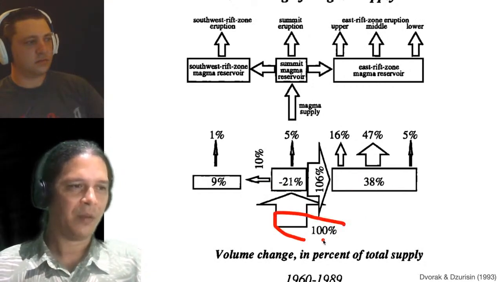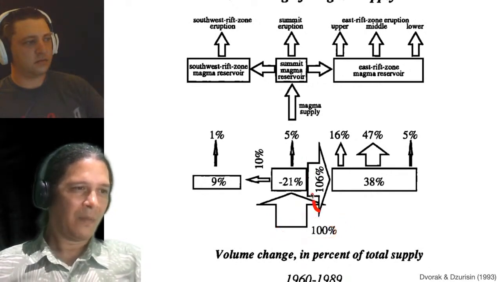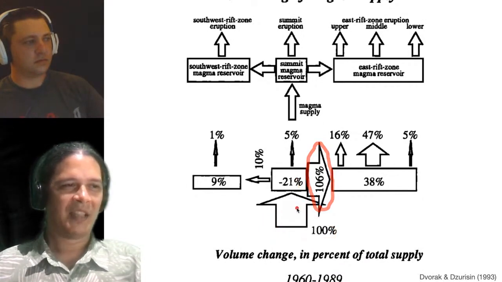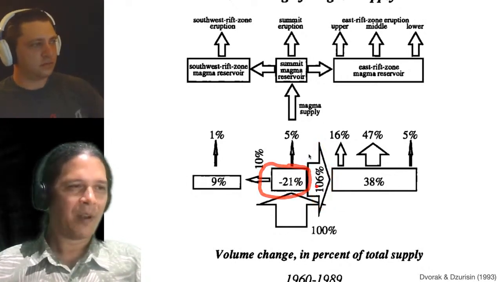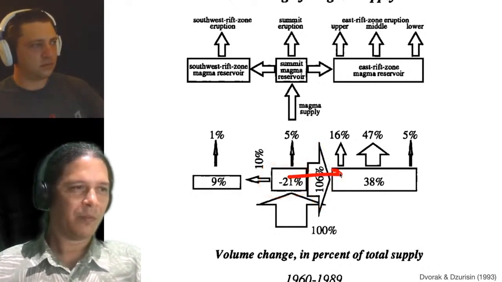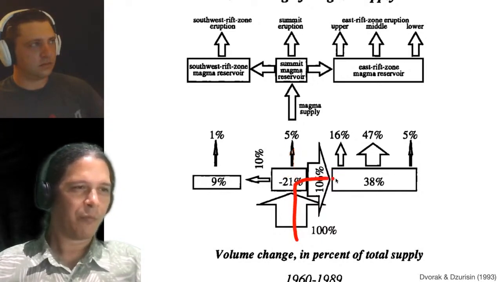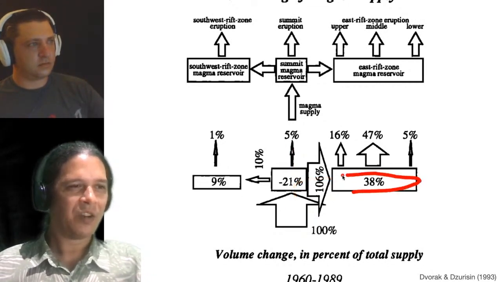100% of magma comes in. Of that, about the same amount is going all the way through to the rift zone. In this case, it's 106%. The reason why is because you actually have a deflation of the summit long term during this era. The summit's losing magma in the long term. It's feeding the rift zone. It's feeding some eruptions at the summit. But most of the magma coming into the volcano is going through to the rift zone, right? Where of what's coming in, 38% is being retained underground.